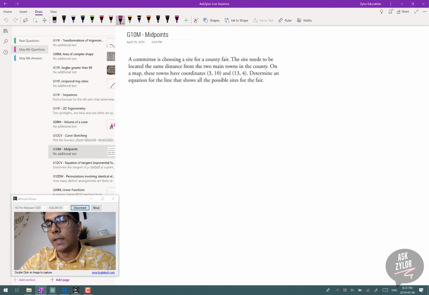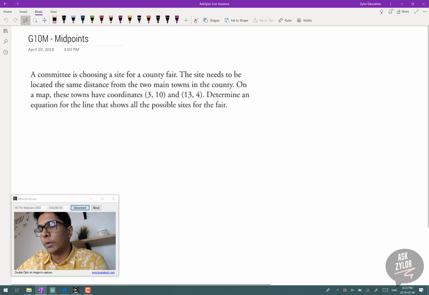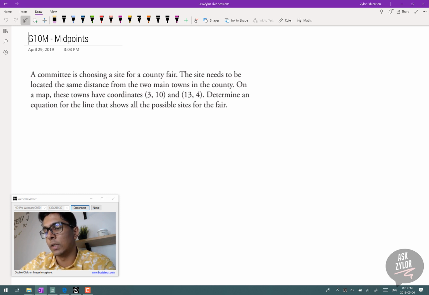So this is a grade 10 math question. So we're told a committee is choosing a site for a country fair. The site needs to be located the same distance from 2 main towns in the county. On a map, these towns have a coordinate 3,10 and 13,4. Determine an equation for the line that shows all the possible sites for the fair.